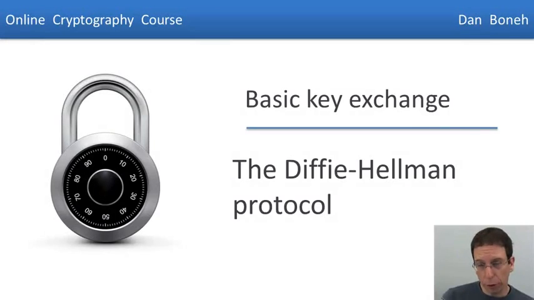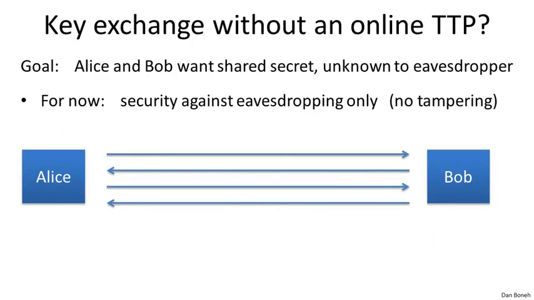In this segment, we're going to look at the Diffie Hellman protocol, which is our first practical key exchange mechanism. So let me remind you of the settings. Our friends here, Alice and Bob, have never met, and yet they want to exchange a shared secret key that they can then use to communicate securely with one another.